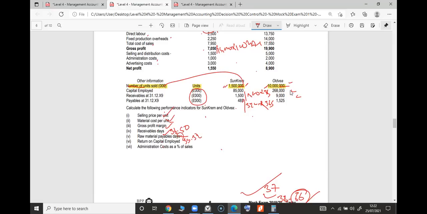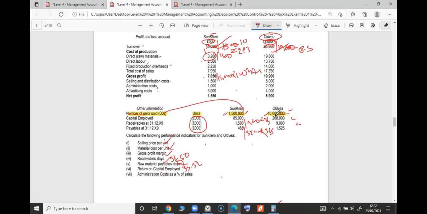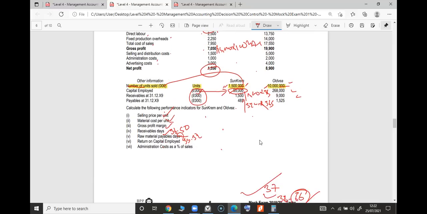That is this. Return on capital employed, operating profit divided by capital employed, isn't it? That is the formula, right? So operating profit is this 1,550 and capital employed is 85,000. These are already in thousands, so we're going to do the 000 minus. So we're going to do 1550. Yeah, thank you, Amit. That is true. 1550 divided by 85,000 times 100.